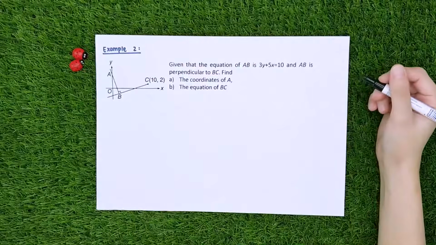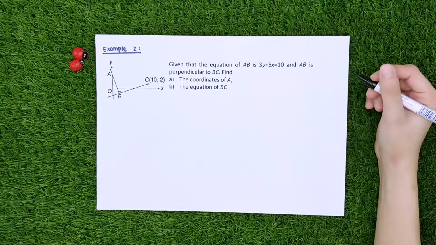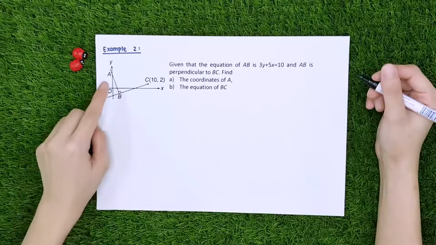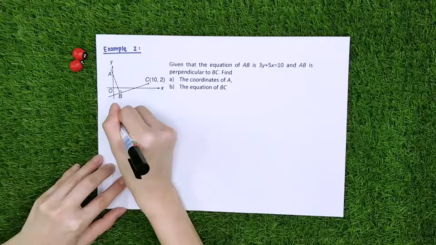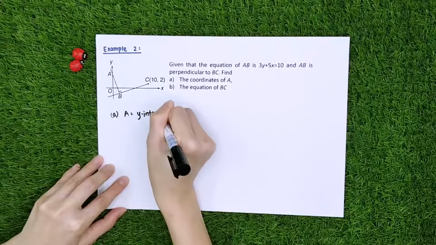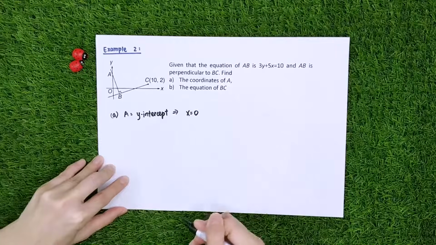Example 2: given the equation of AB is 3y + 5x = 10, and AB is perpendicular to BC. Find the coordinates of A. From the diagram, we know that A is a y-intercept. So I can write that A is the y-intercept coordinate. From here, I know that my x is equal to 0.